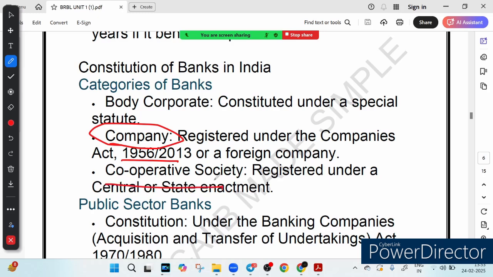The third, we have cooperative society. What does cooperative society mean? These banks are set up on a cooperative basis and are registered under a specific central or state law, right? So they are like community based banks working for mutual benefit. I hope the difference is clear. Body corporate banks are created by a special statute. Company means a bank formed as a company under the Companies Act 2013, and foreign banks are also part of this. And third is the cooperative bank.